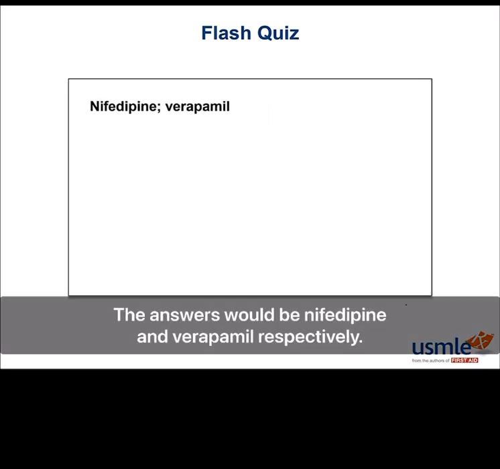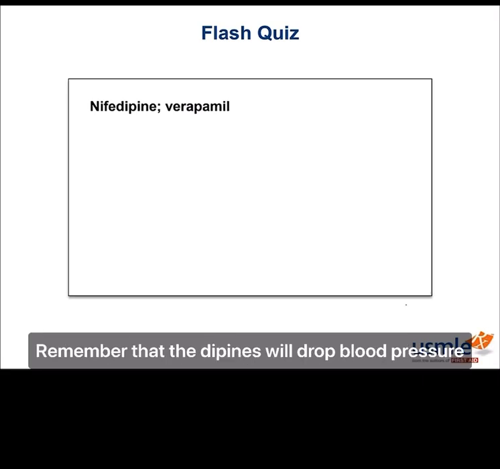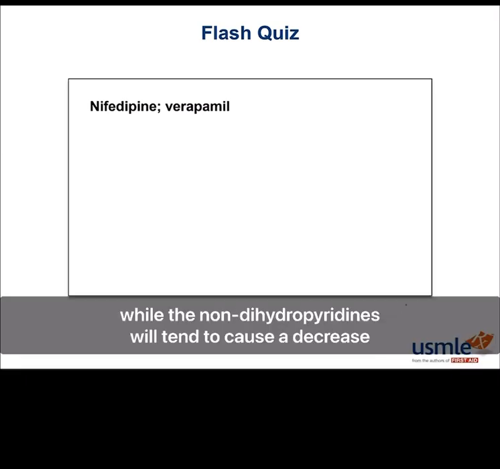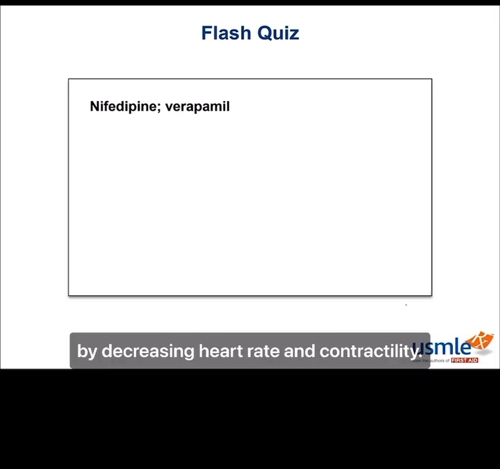The answers would be nifedipine and verapamil, respectively. Remember that the dipines will drop blood pressure by arteriolar dilation, while the non-dihydropyridines will tend to cause a decrease in the cardiac output by decreasing heart rate and contractility.